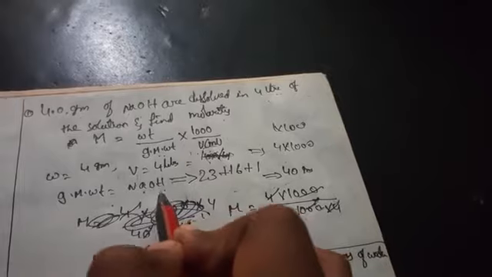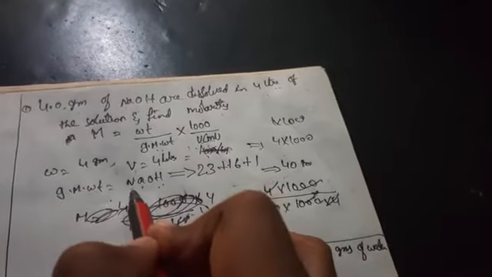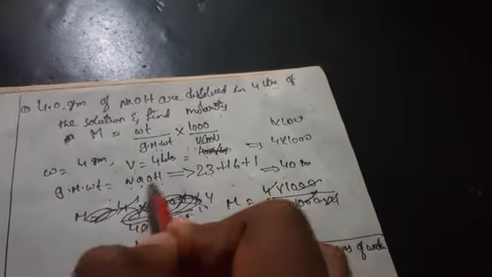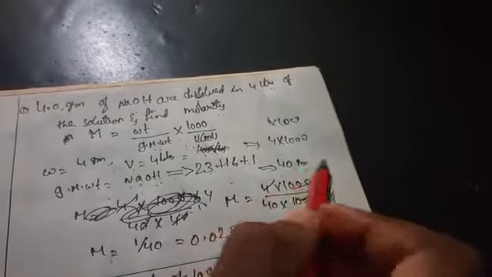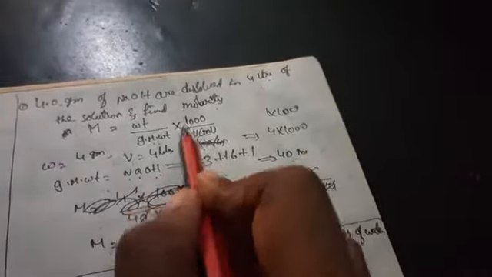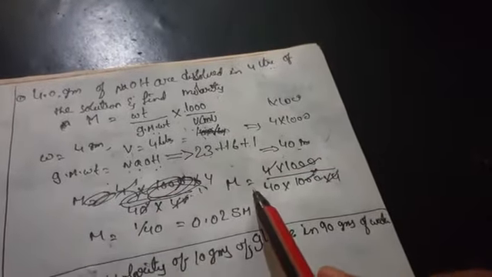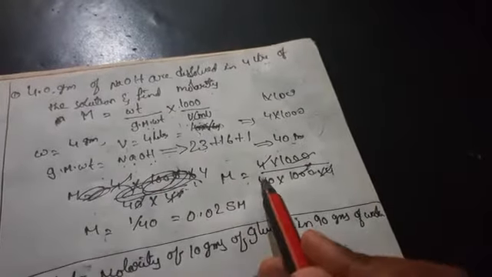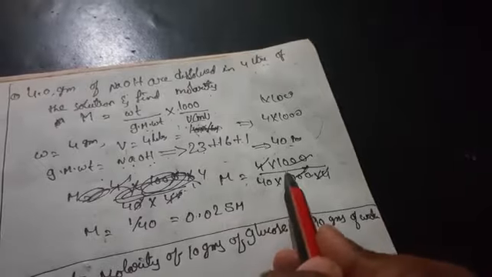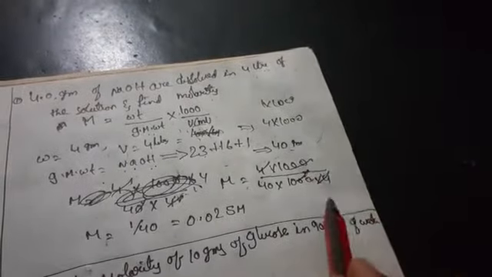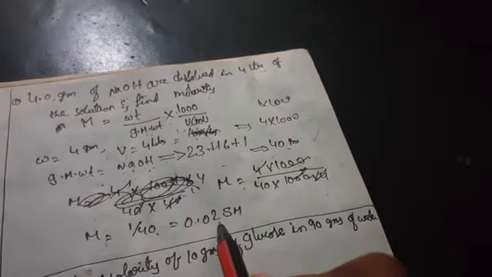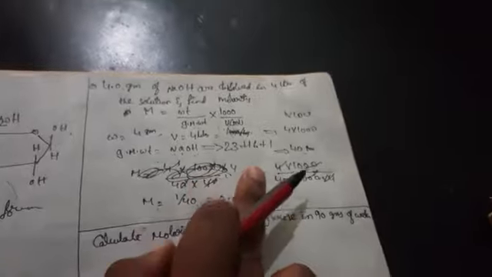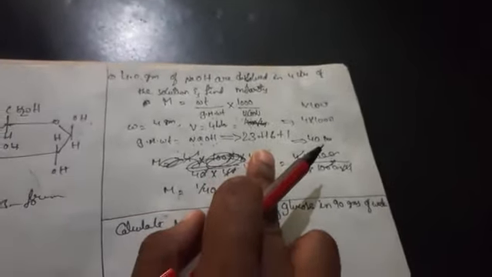So gram molecular weight of NaOH: atomic weight of sodium 23 plus oxygen 16, hydrogen 1, total 40 grams. Now if you substitute all these in the molarity, you will get 4 weight into 1000 by 40 into 1000 into 4. 1000 cancel, 4 cancel, 1 by 40. So you will get 0.025 M. So this is the molarity value we have got.